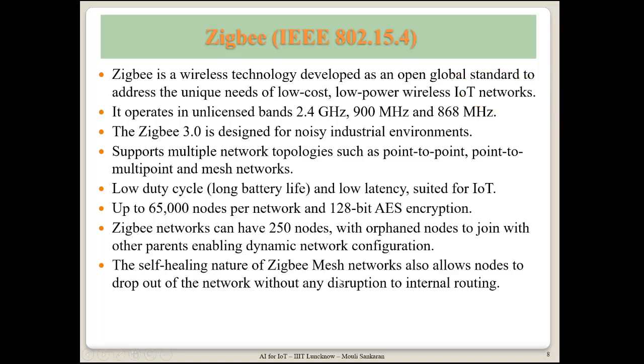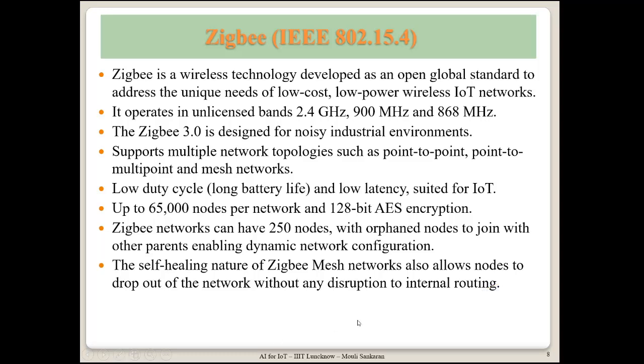Self-healing nature of Zigbee mesh network. Self-healing means that even if there are internal routing disturbances, suppose you have so many devices and one device goes out of range, or it fails, or it doesn't boot up, then the network can heal. It can recover from one or two nodes going out of the network, suddenly powering off, or misbehaving. You can still recover from it.